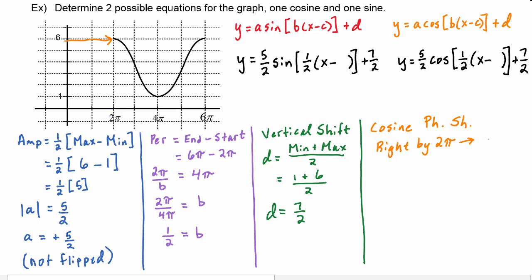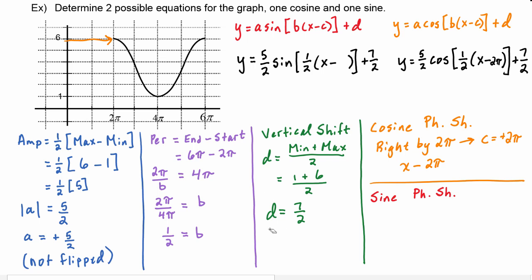If it shifted to the right, then that means that C has to be positive 2 pi, and when we write it in our argument, it's going to look like x minus C, so we put the 2 pi there. So we can go up to our equation here and enter 2 pi. Now, if instead it were a sine wave, then let's look at that phase shift.